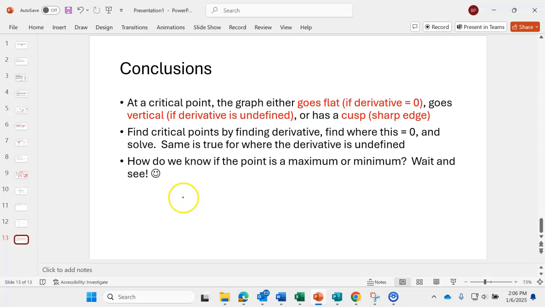How do you know if a point is a maximum or a minimum? That is a more challenging question. We're going to find that out in the next series of lessons, how we can actually work through whether a point is a minimum or a maximum using calculus. Nice job.